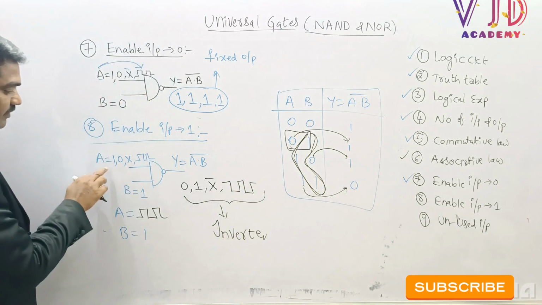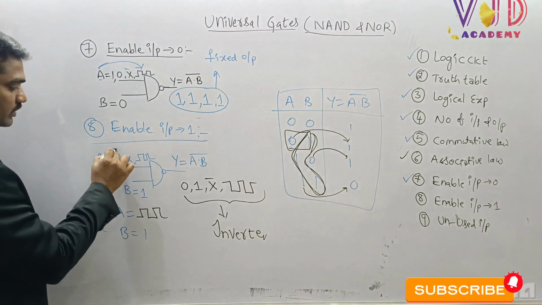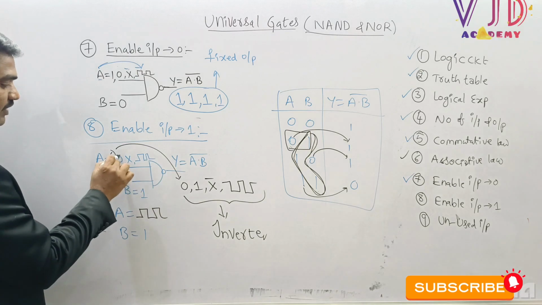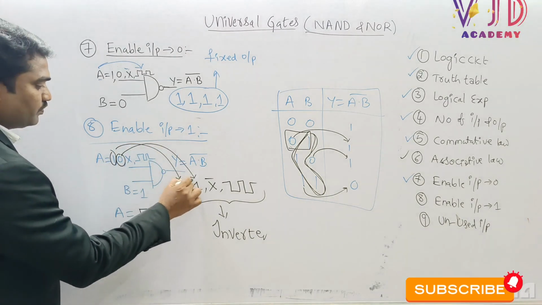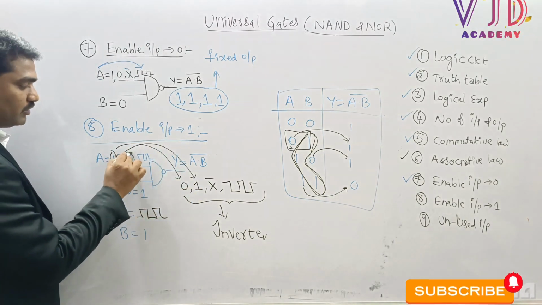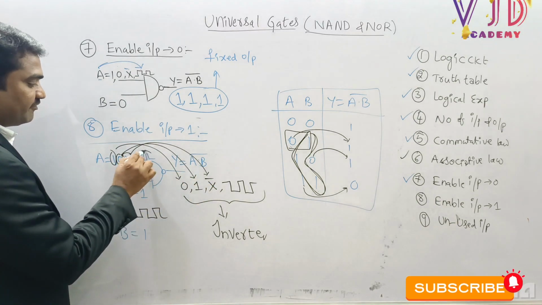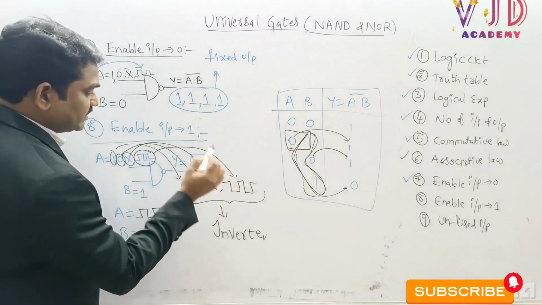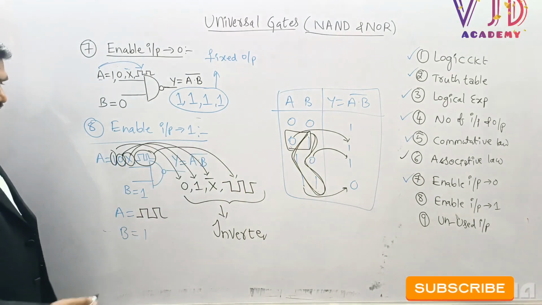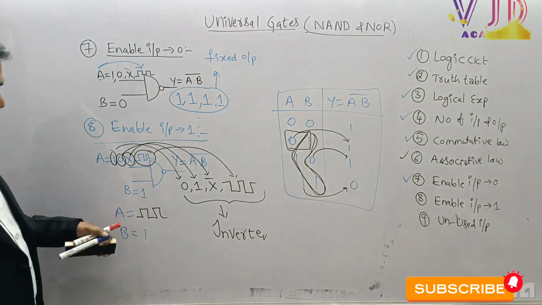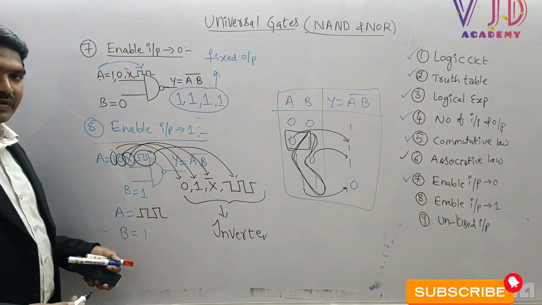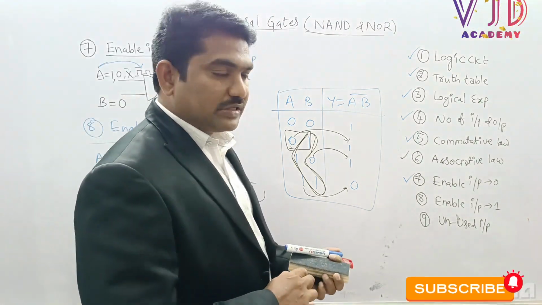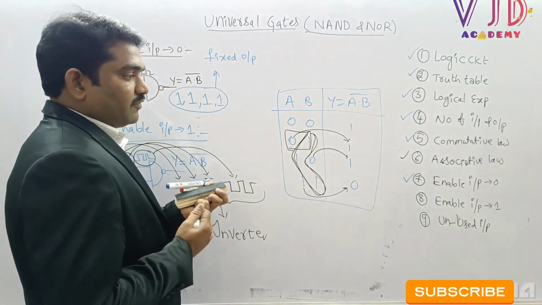Here, because when we apply A equal to 1, the output is 0. When we apply A equal to 0, the output is 1. When we apply A equal to X, the output is X bar. When we apply A equal to a square wave, the output will be a reversed square wave. So based upon this, when one of the inputs of the NAND gate is 1, the NAND gate is acting as an inverter. So this is about the enable input 1 condition.